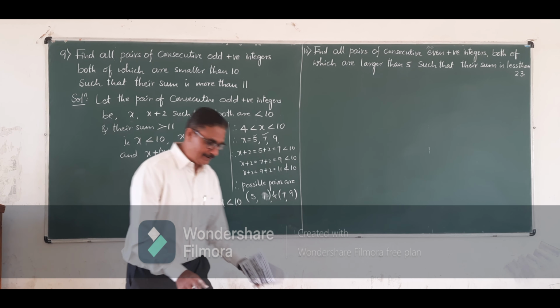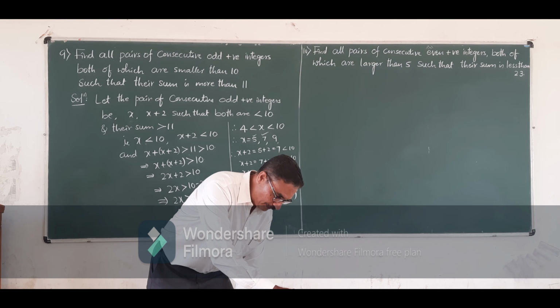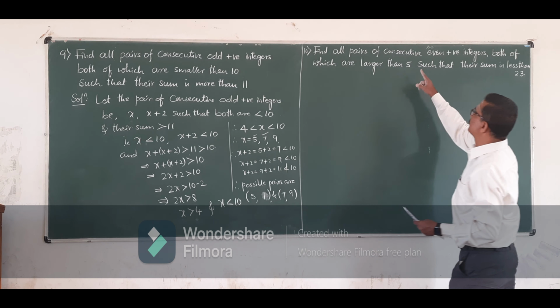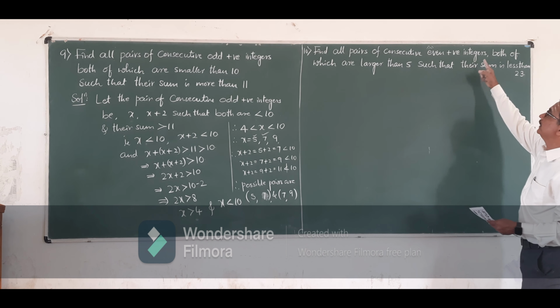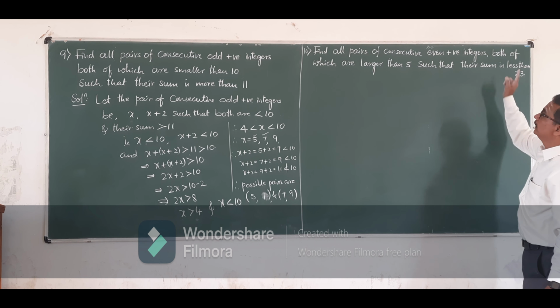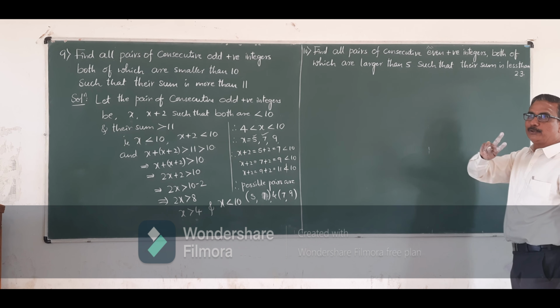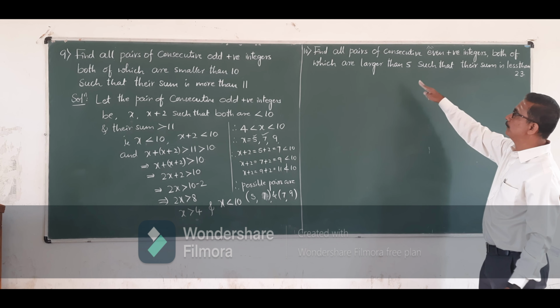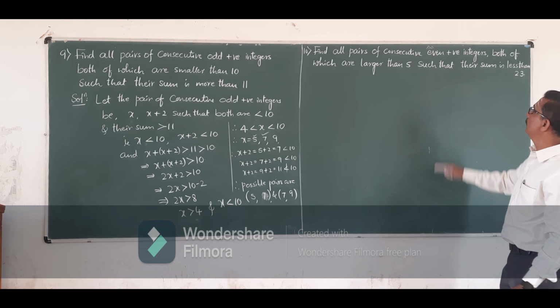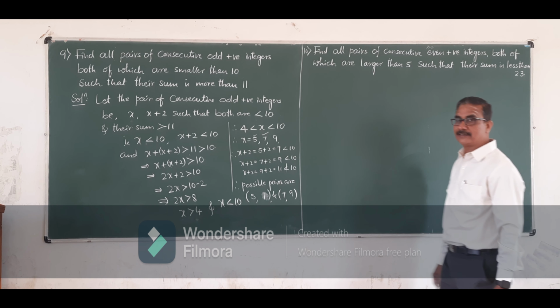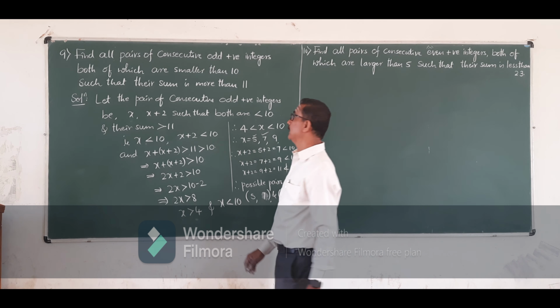Okay. Similarly, here was the odd case. Similarly, if we take even numbers: now find all pairs of consecutive even positive integers, both of which are more than 5. The two even positive integers should be more than 5, such that their sum is less than 23. Their sum should be less than 23.